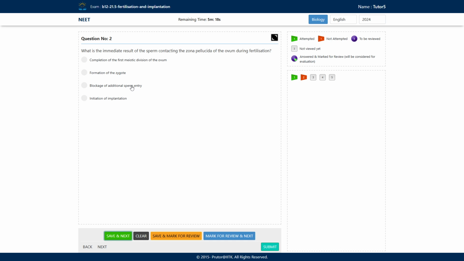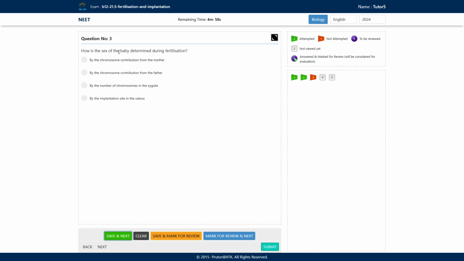The correct answer will be option number C here, blockage of additional sperm entry. So when the sperm comes in contact with the zona pellucida, there is a change in the membrane of the ovum, and this prevents the entry of additional sperms, which means it prevents polyspermy.